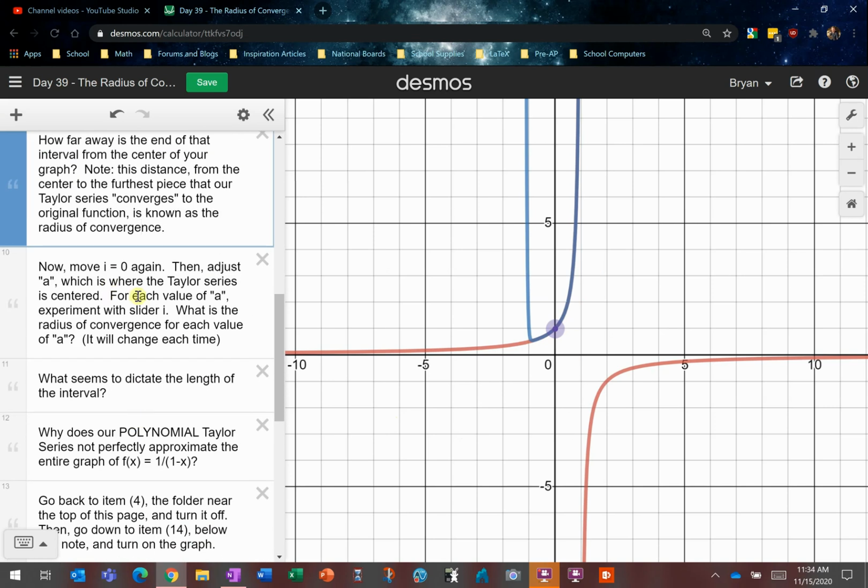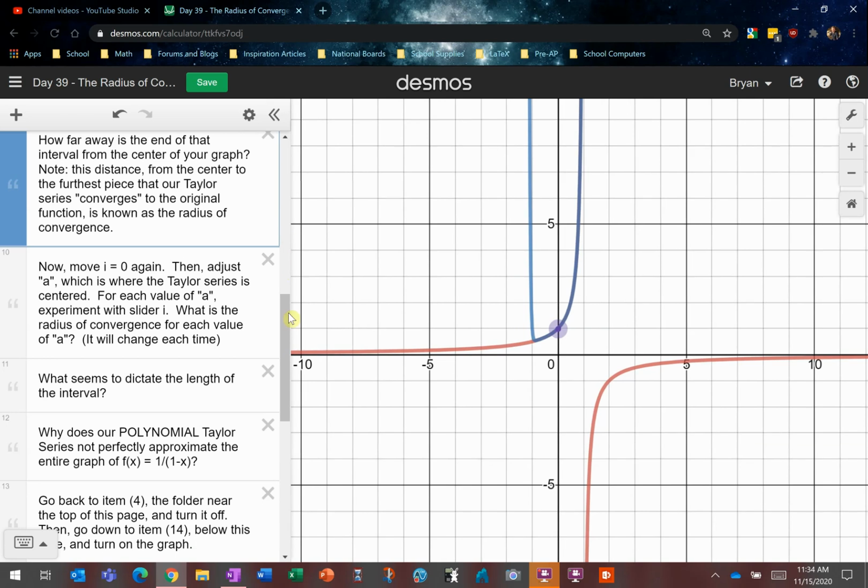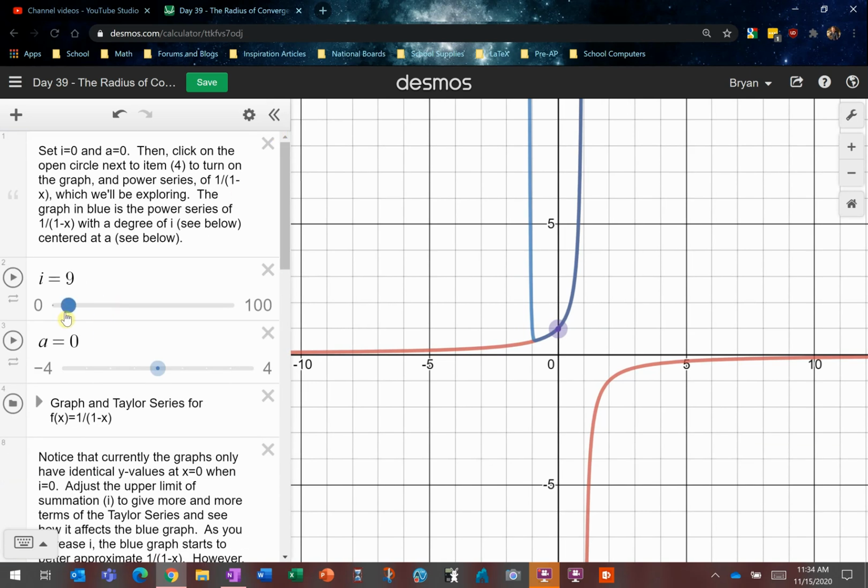All right, so now we're going to move I back to 0 again. Oops, don't think I needed to do that. We're going to move I back to 0. That looks pretty good. Cool.